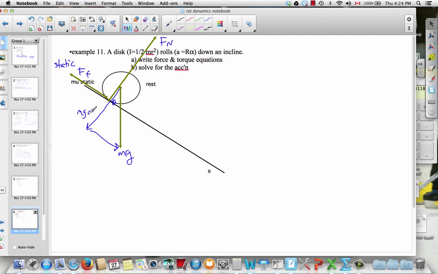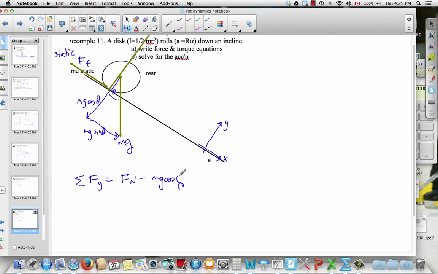So this is the familiar mg cos theta component. This is the familiar mg sine theta component. So now we're going to write force and torque equations. So sum of the forces, and let's use this as our coordinate system. Y is always perpendicular to the ramp, x is parallel. So the sum of the y forces, we've got normal force, and we've got mg cos theta opposite. Those sum to 0 because there's no motion in the y direction.